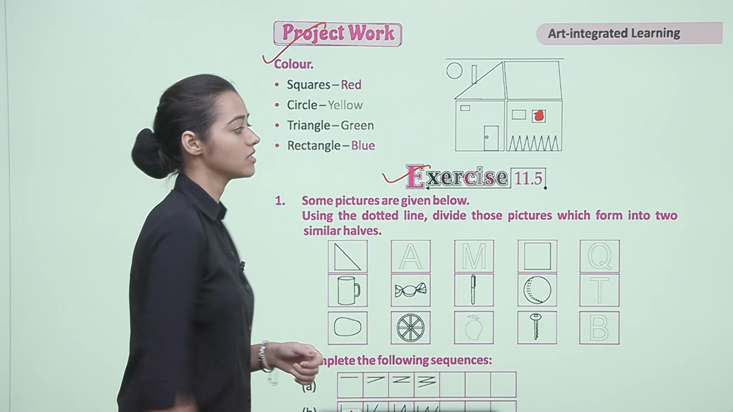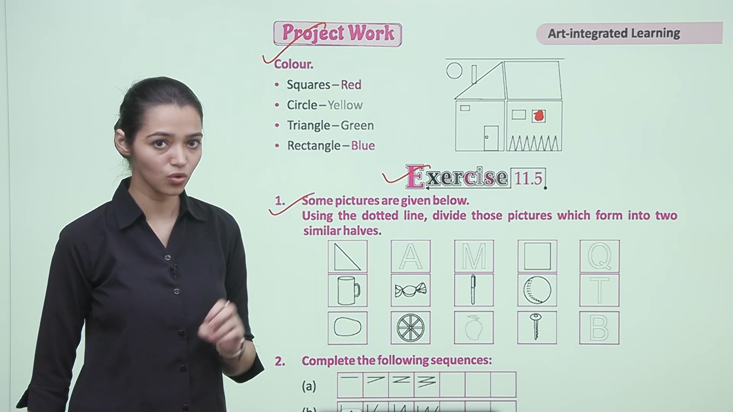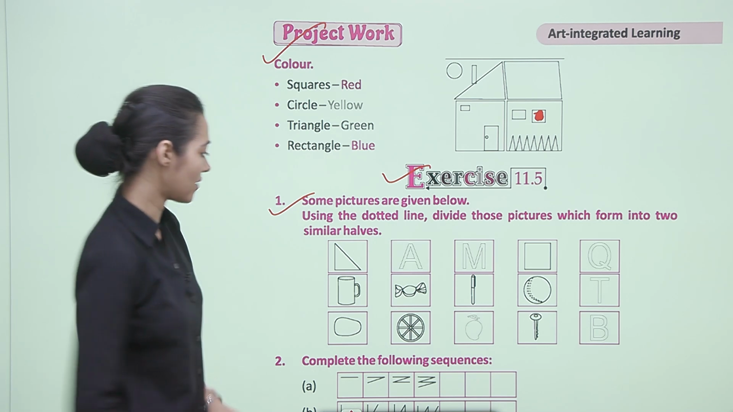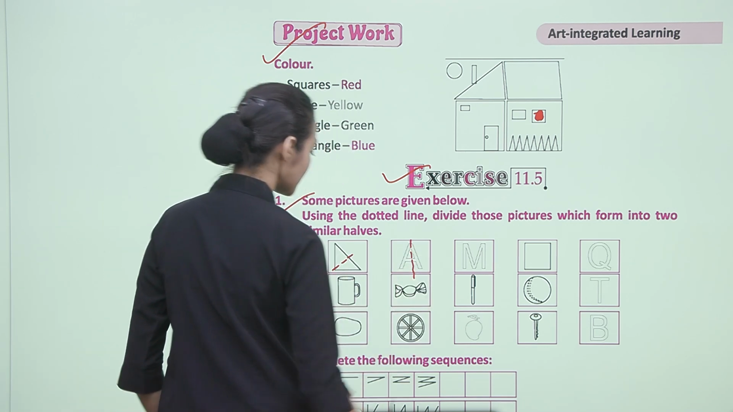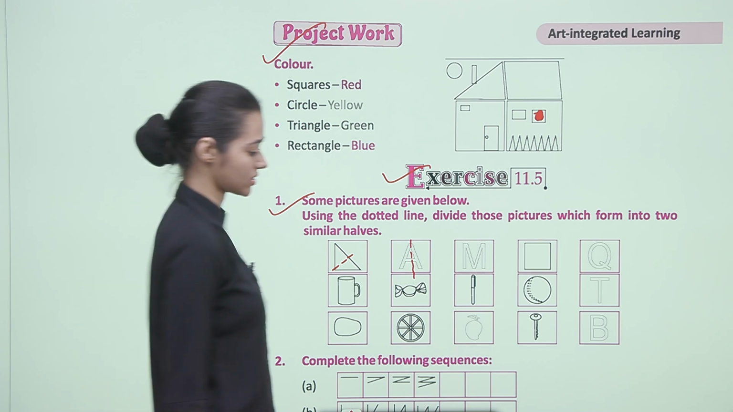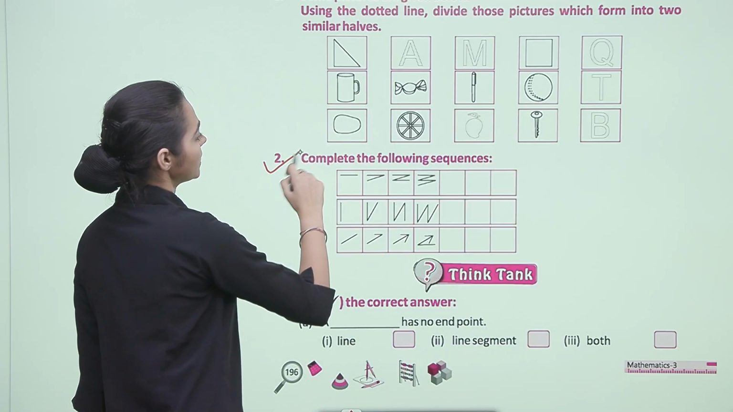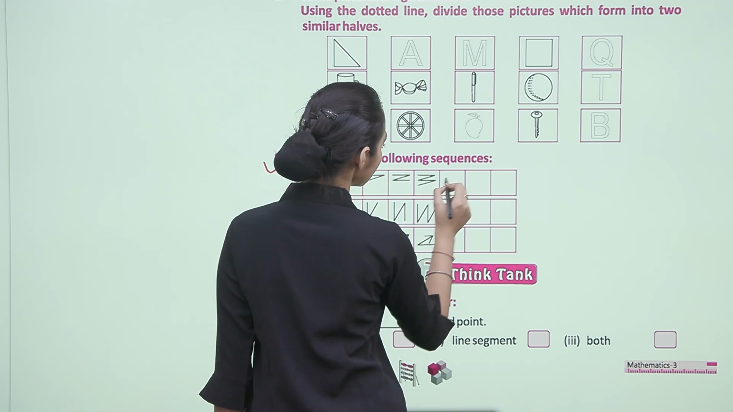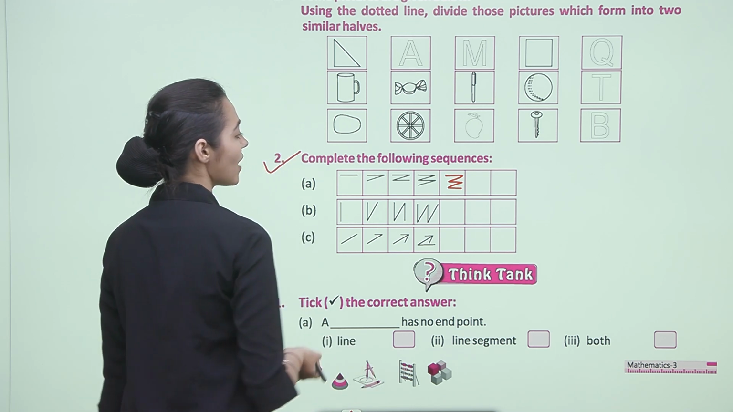Now next is exercise 11.5. In the first one, some pictures are given below. Using the dotted line, divide those pictures into 2 similar halves. So we can divide it into 2 similar halves like this, like this. That's how you have to complete it for all the figures. In the next one, we have to complete the following sequence. In this sequence, the next pattern will be like this. That's how you have to complete it.